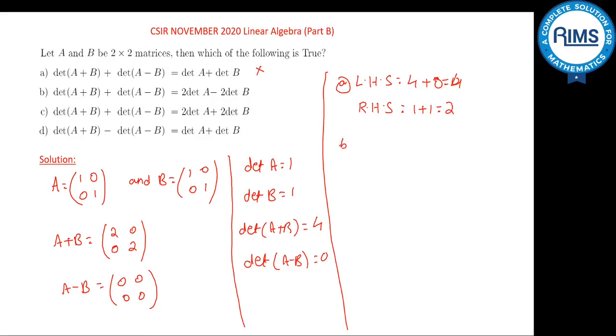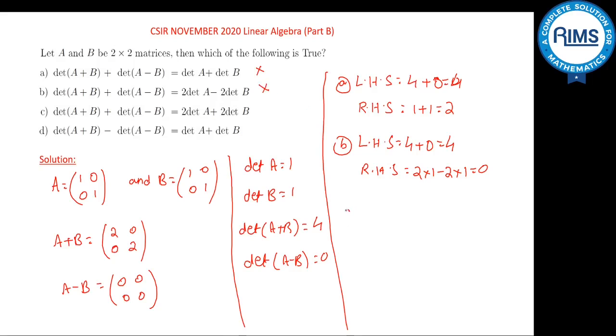Now consider option B. Here determinant of A plus B, LHS equal to determinant of A plus determinant of A plus B plus determinant of A minus B, that is 4 plus 0 equal to 4. And what is RHS? RHS equal to 2 times determinant of A minus 2 times determinant of B, that is 2 into 1 minus 2 into 1, which is equal to 0. Both are not equal, therefore option B is also false.